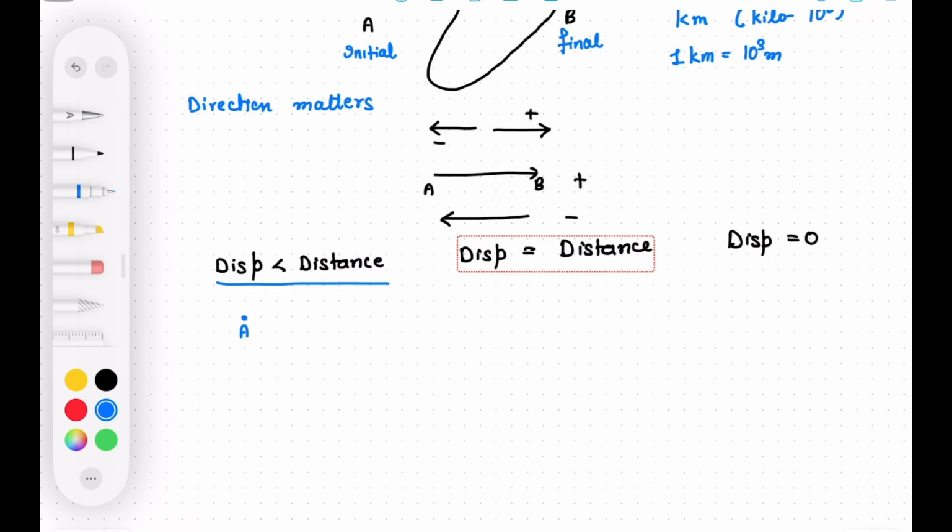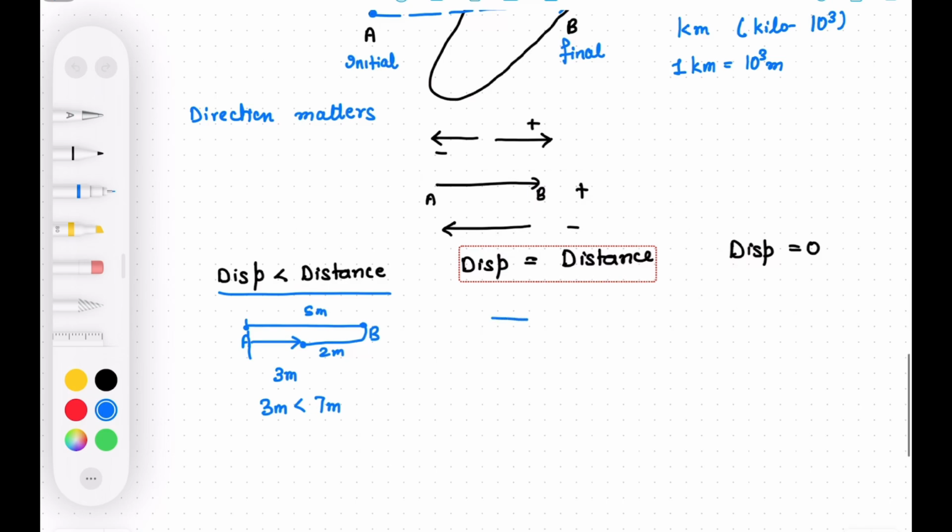Suppose you moved from point A to point B. Let's just say it is 5 meters and you return back 2 meters. So what is the displacement here? That is 3 meters. So 3 meters is less than 7 meters, which is the total distance traveled.